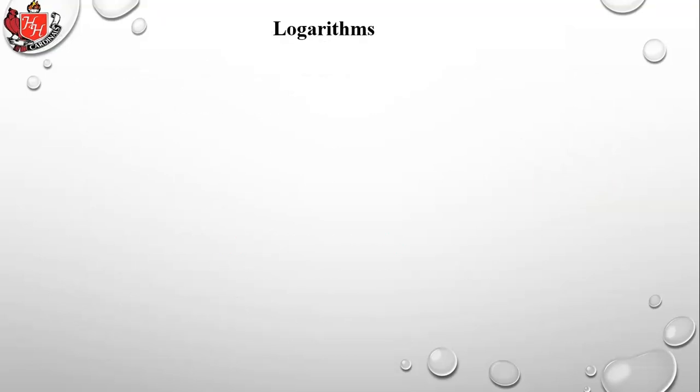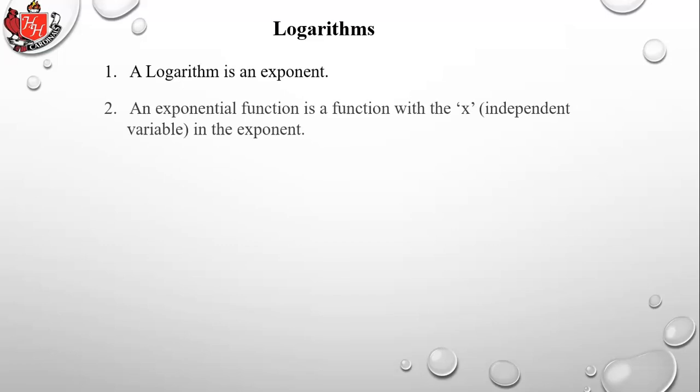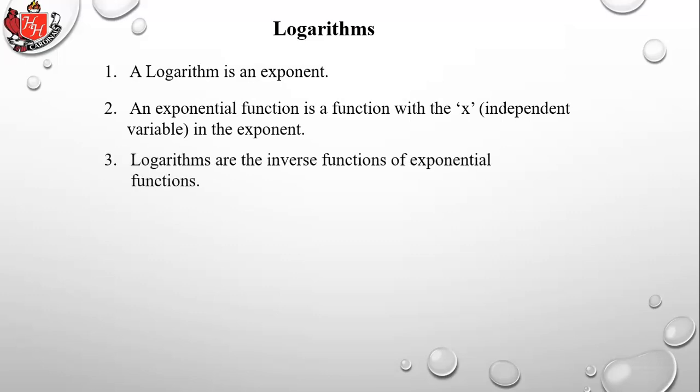Now we're going to take a look at a new subject, logarithms. A logarithm is an exponent. An exponential function is a function with x, the independent variable, in the exponent. Logarithms are the inverse functions of exponential functions. We'll talk about what inverse functions are here in just a minute. So 10 to the x equals y is an exponential function. If you've ever in math class done the function y equals x squared, that is not an exponential function, because even though it has an exponent of 2, that's not a variable. The variable has got to be in the exponent for it to be an exponential function.